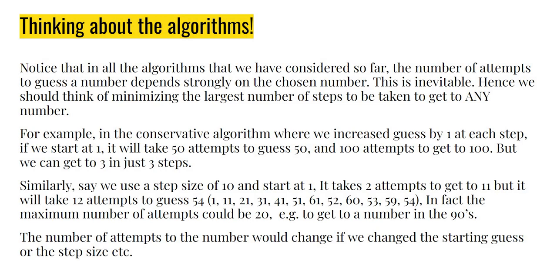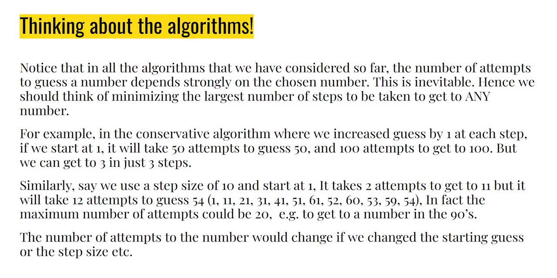Very, very slow. On the other hand, if we made the step size 10, started at 1, it will take us 2 attempts to get to 11, but it will take us, say, 12 attempts to get to 54. In fact, you can argue that the maximum number of attempts with the code that we have is 20. That will be to some numbers in the 90s. And what we notice is that the number of attempts to a given number will actually change depending on the starting point, depending on the step size we've taken, and so on and so forth.